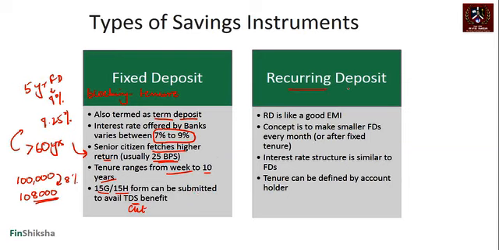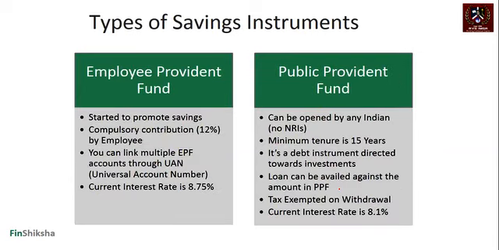Then we have something called as recurring deposits, which is nothing but primarily smaller fixed deposits kept being made every month, right? So essentially every month you're trying to make small fixed deposits. Rather than depositing 1 lakh in a direct shot, you're trying to do 10,000 across 10 months. It's like a good EMI. Why is it a good EMI? Because it is saving money for you. Interest rate structure is similar to the FDs, and tenure can be defined by the account holder. For how long do you want to keep doing this recurring deposit? Let's say I want to do it every month for 2 years and you want to do it every month for 4 years. Both of those are allowed. We could do any one of those, right? So that's the fixed deposit and recurring deposit.